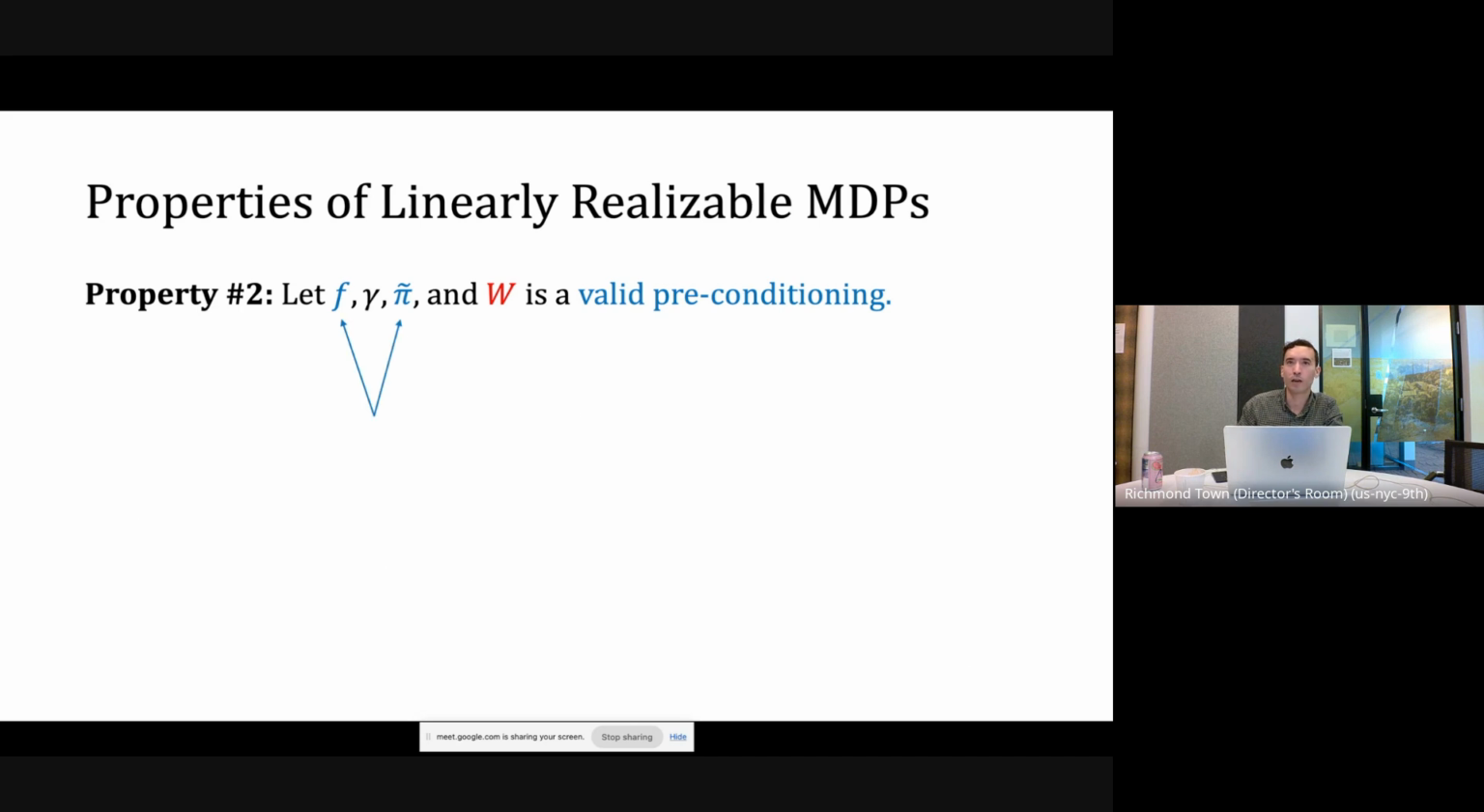And of course, this f and pi tilde, I left them unspecified here, but they're going to be prescribed by the RL algorithm. So we're going to see what f and pi tilde we're going to require. Essentially, f is going to be the bonus function, and pi tilde is going to be the pi hat that the algorithm computes.